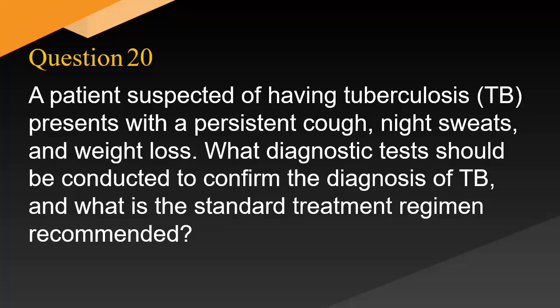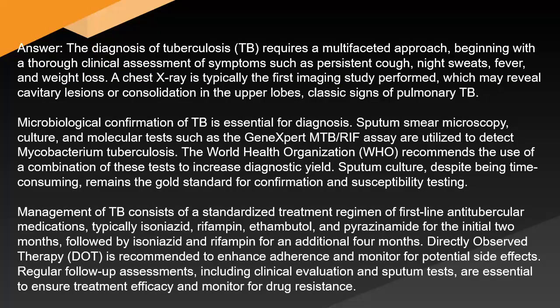A patient suspected of having tuberculosis (TB) presents with a persistent cough, night sweats, and weight loss. What diagnostic tests should be conducted to confirm the diagnosis of TB, and what is the standard treatment regimen recommended? Answer: The diagnosis of tuberculosis (TB) requires a multifaceted approach, beginning with a thorough clinical assessment of symptoms such as persistent cough, night sweats, fever, and weight loss.